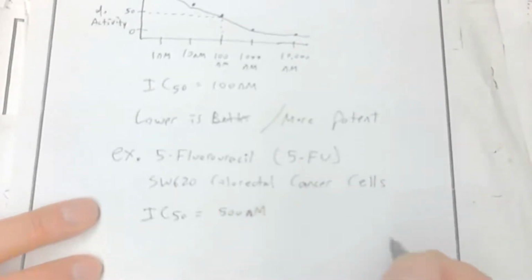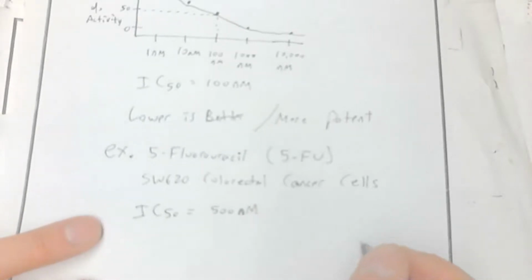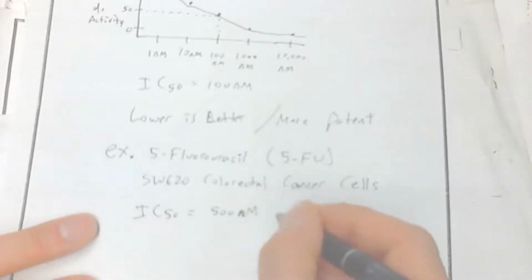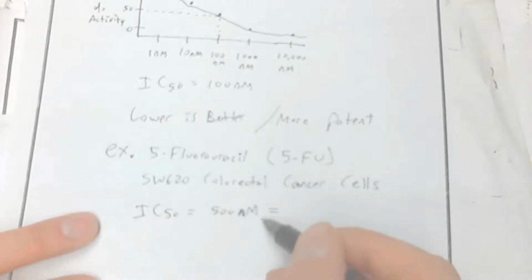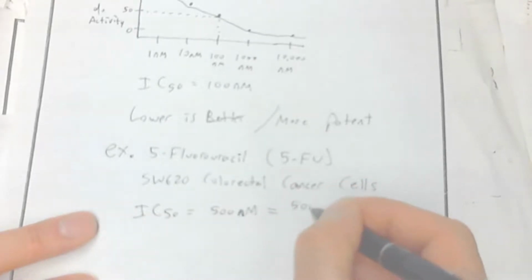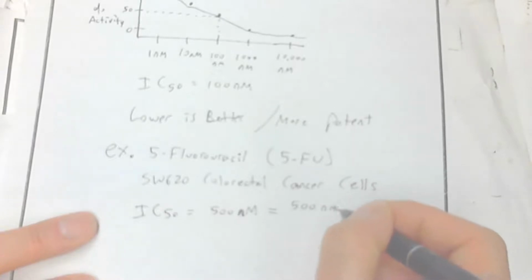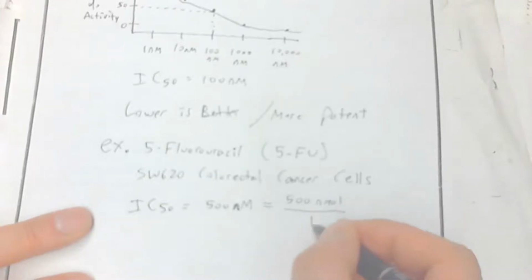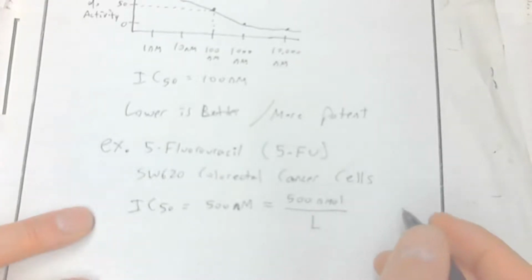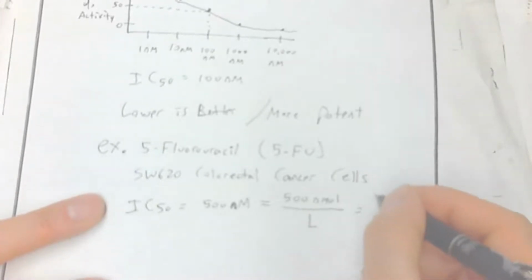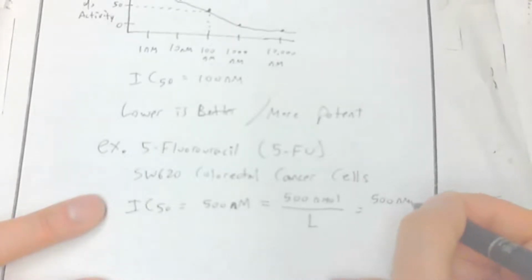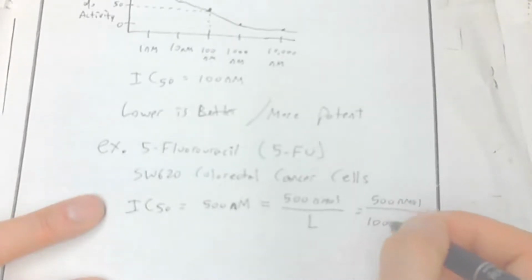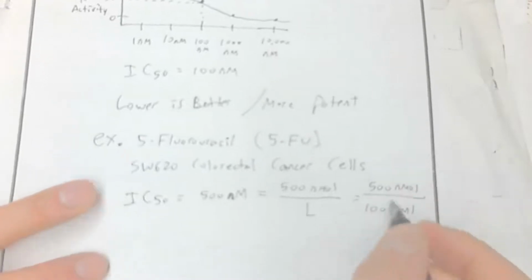NM, right? Nanomolar. What does NM mean? What does it mean as concentration units? It means it's 500 nanomoles per liter, right? Nanomoles per liter, or you could say 500 nanomoles per 1,000 milliliters, which of course is the same thing. Okay, so that's the meaning of nanomolar. You guys should all know that from Gen Chem.